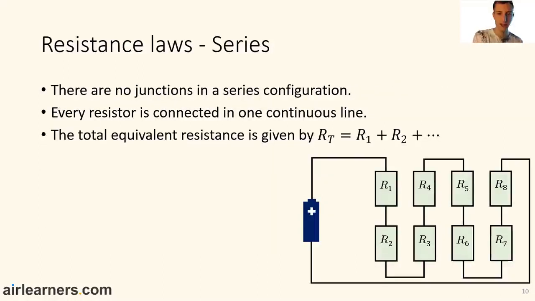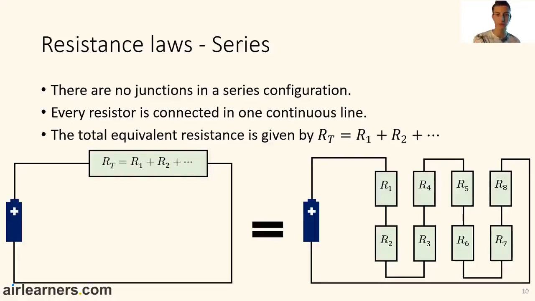So, as foreshadowed, the series law. Well, what is it? It says that when we have something in series, which means that it's connected in a continuous line as opposed to lots of separate paths, then the total is simply the sum of them. So R1 plus R2 plus R3 plus R4, etc. That means that we can draw an equivalent circuit with a resistance of RT rather than 8 separate resistors as we have on the right.